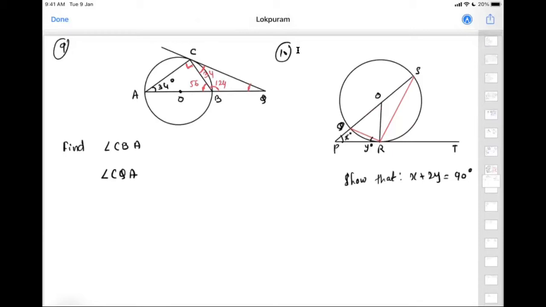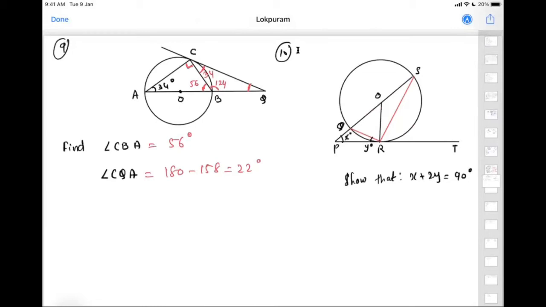Now subtract 124 and 34 from 180, that is 22 degree. And this is 56 degree. Next question.